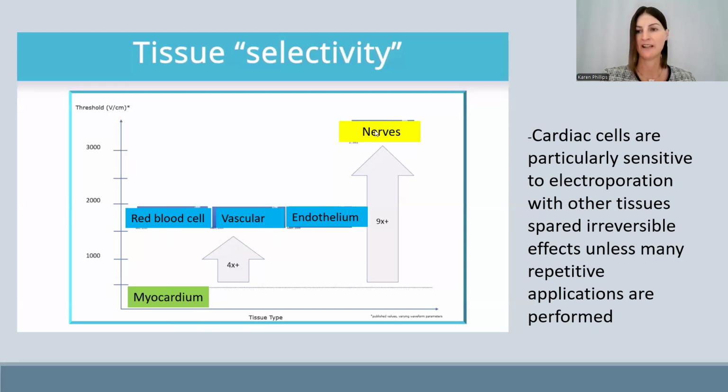So this is one of the benefits of pulse field ablation, that basically we can achieve cardiac ablation with hopefully lesser or little risk to the other tissues around the heart. There is a caution though, because as we're going to have a look at, we are doing repetitive applications with this electric field. And obviously, if you repeat the applications many times, then you can get to the threshold of other tissues.